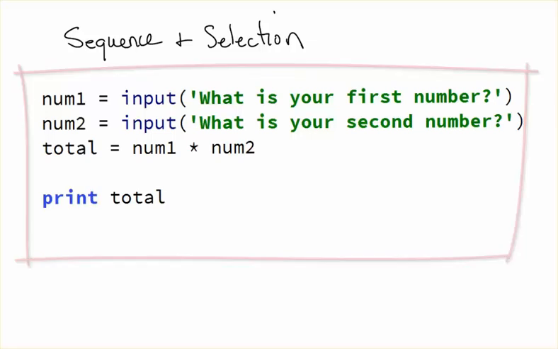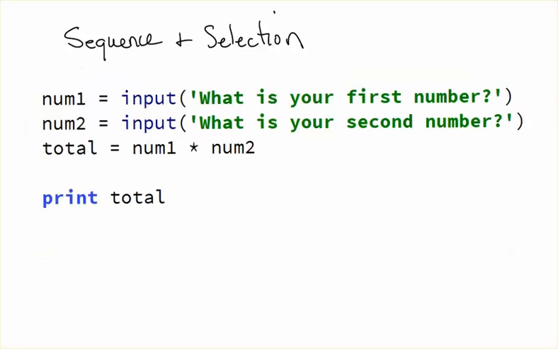Now, life is not like that. We make decisions all the time and this affects our actions. For example, if it's raining, put up your umbrella. This is called selection. You ask a question and depending on the answer, you do something. The if statement helps you to do this.